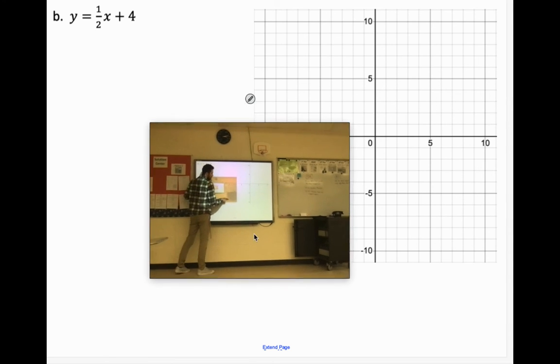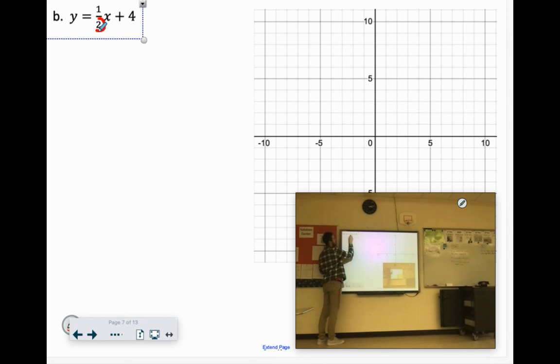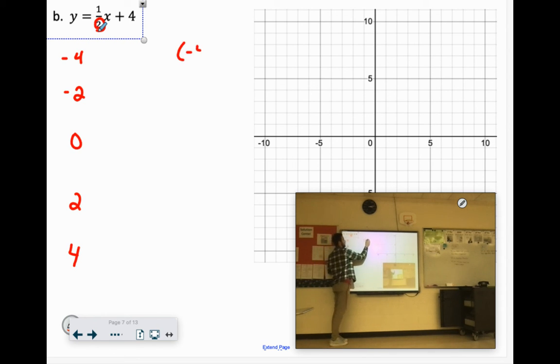Whoa. When I have a fraction, I like to choose numbers that are multiples of the denominator. Now you can still choose -2, -1, 0, 1, 2. But I want them to be multiples of 2 because then I won't have fractions anymore. So I'm going to actually choose -4, -2, 0, 2, and 4. These are going to be our x coordinates.